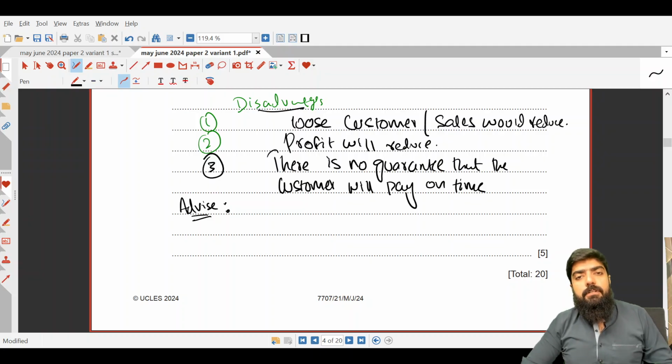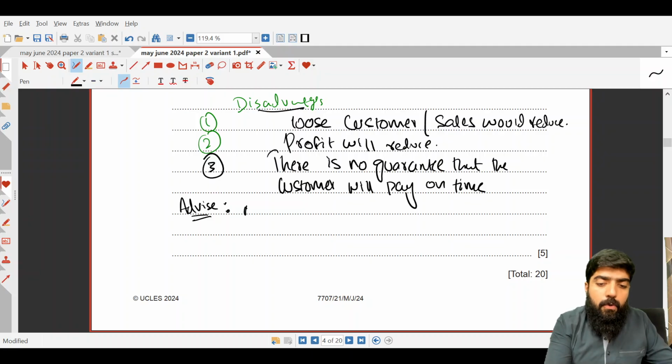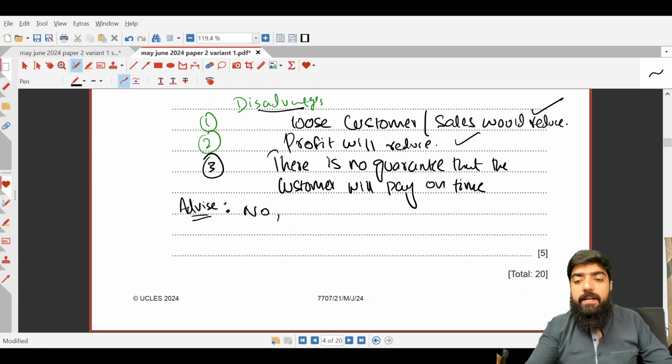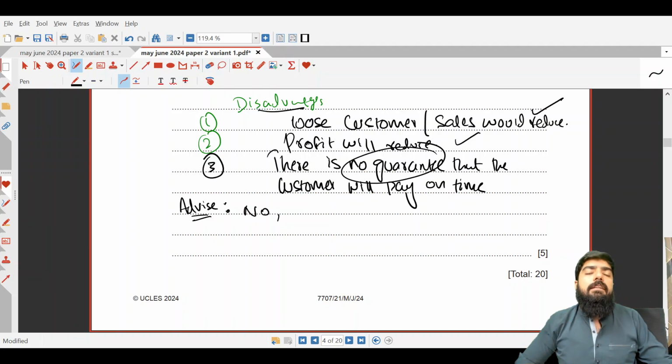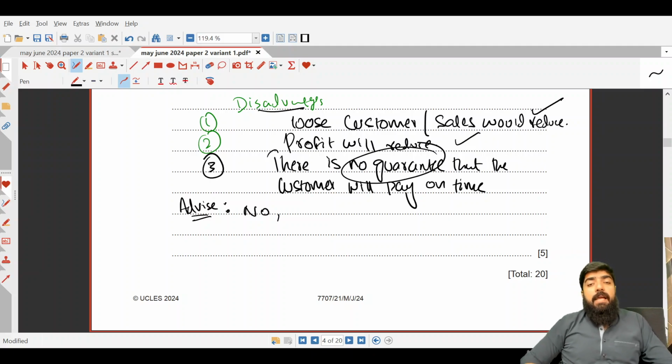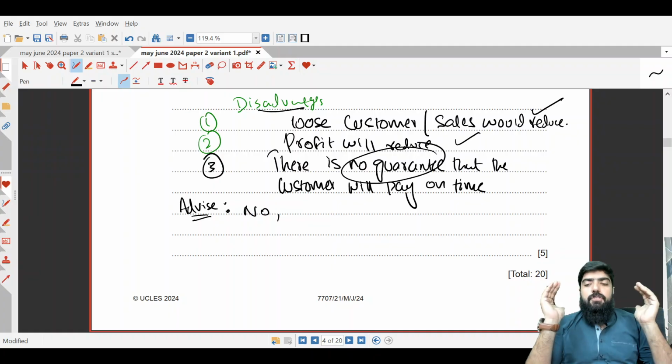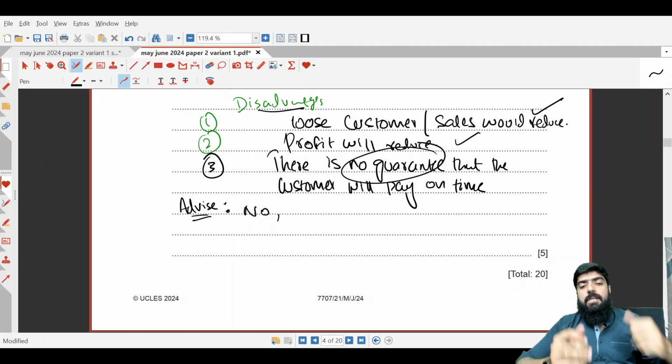Your answer should give some reasonable justification for why you are favoring a side. If you say that no, this strategy should not be opted, why? Because the sales would reduce, automatically it will reduce the profit, and still there is no guarantee that the customer will avail such discount, pay on time, or will not default or go bankrupt. Are you getting the point? Whatever you advise, it should have some backing, some recommendation, some suggestions.